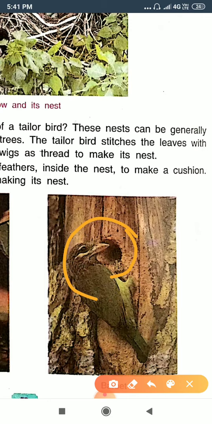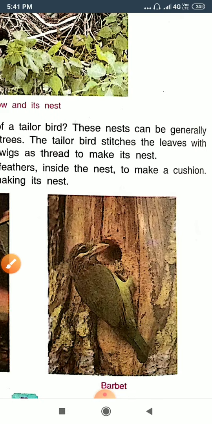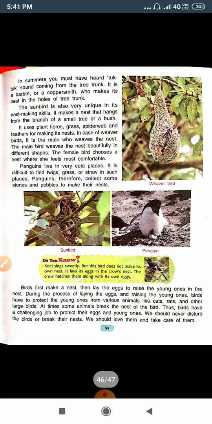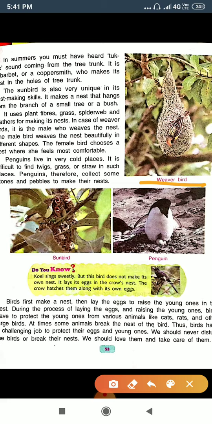Now move to the weaver bird. See this weaver bird. See this weaver bird. See how nice this nest is, na? So you will see the weaver birds.